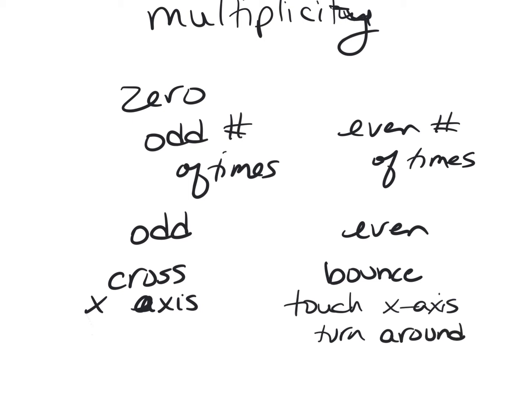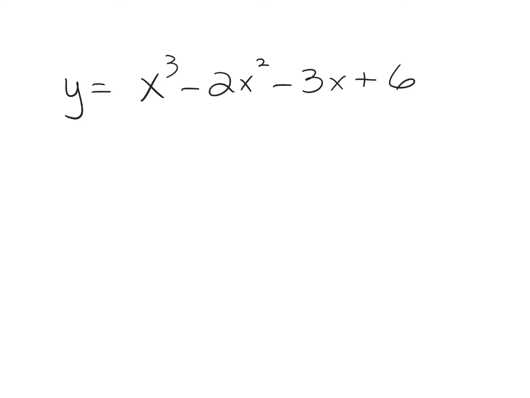So my first example is going to be x to the third minus 2x squared minus 3x plus 6, and it's y equals, or f of x equals. The first thing you should do is, if you can factor it, then factor it to get your zeros. So I can actually factor this one by grouping.